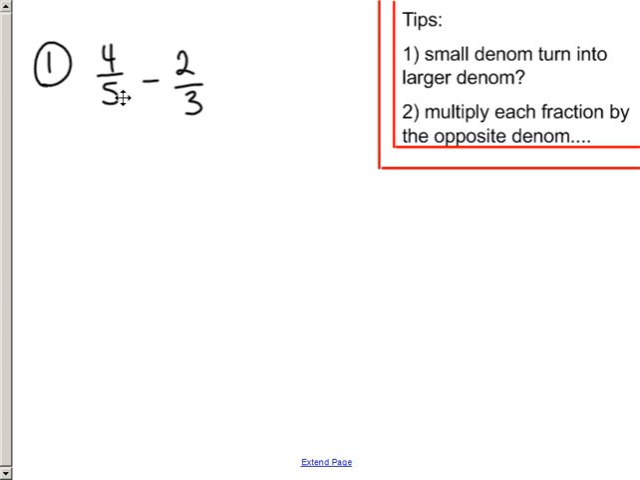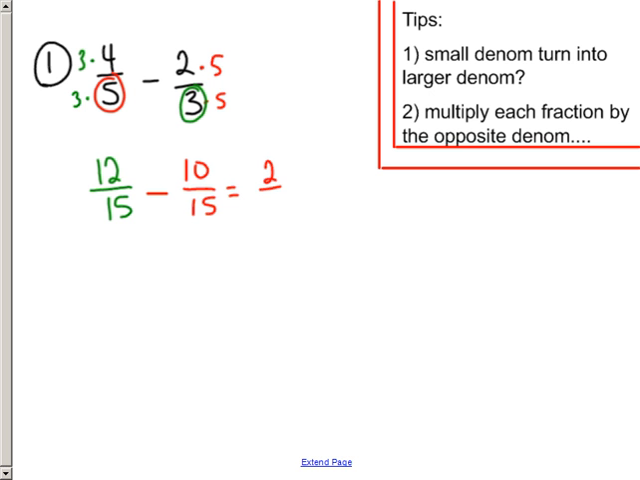I can't make 3 into a 5, so we're going to go down to the second tip, where we take the bottom denominator, like this 5, and multiply the other fraction by it. Then we take this denominator, this 3, and multiply the other fraction by 3. That gets us 12 over 15 and 10 over 15. Now we can subtract. Since we have common denominators, it'll be 2/15.